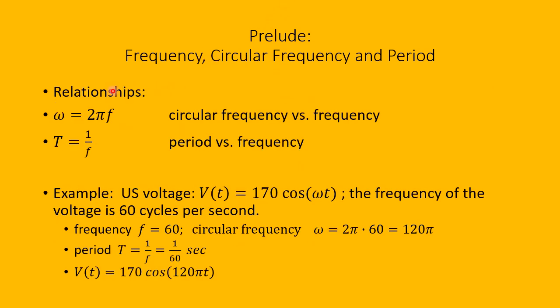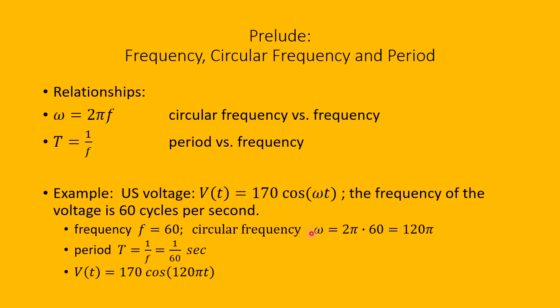Here are some relationships that we need to know. First of all, the circular frequency omega is equal to 2 times pi times the frequency. So this equation relates circular frequency and frequency. The period of oscillation, capital T, is 1 over f, 1 over the frequency. As an example, let's look at US voltage. V of t is 170 cosine of omega t. The frequency of the voltage, we're told, was 60 cycles per second, so that tells us that f is 60.